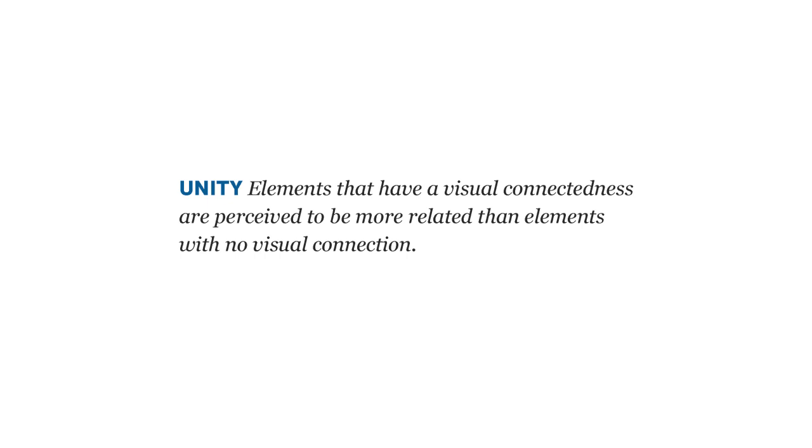Law of unity. Elements that have a visual connectedness are perceived to be more related than elements with no visual connection. If you look at these 4 circles, it's likely that you're going to combine them into 2 groups, a group of black circles and a group of orange. But watch what happens when we add these linear shapes between the black and the orange circles. All of a sudden, our understanding of the relationship of these elements is different.